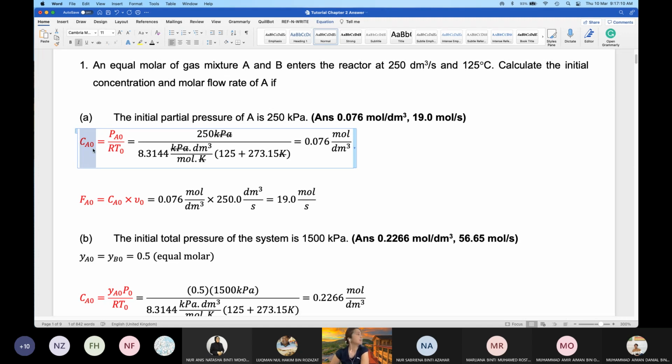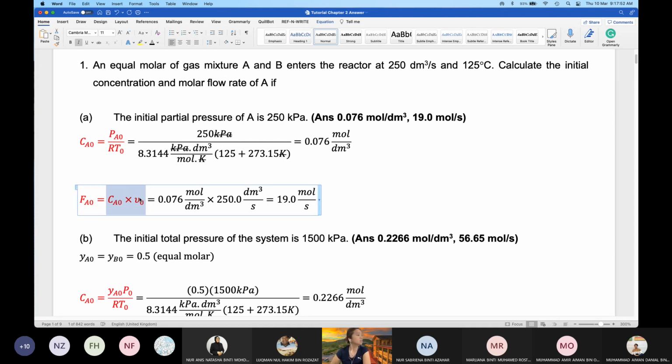Okay, so next part, they want us to find FA naught, the initial molar flow rate of A. So to find the initial molar flow rate of A, there's only one correlation. Okay, remember I taught you, for gas phase, for flow system, there is a correlation for concentration, molar flow rate, volumetric flow rate. The correlation is given as FA naught equals CA naught multiplied by V naught. Even if, let's say, you know these three are correlated to one another, and you forget whether it is multiply or divide, and so on and so forth.